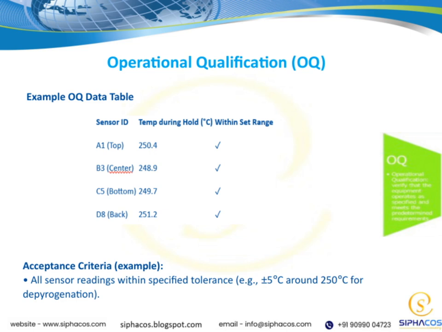The main point here is that clear acceptance criteria, like the temperature tolerance we mentioned, together with well-organized OQ data, help us demonstrate that the equipment is functioning properly. This is essential for compliance and for ensuring product quality. Connecting this to our overall theme, having defined criteria and detailed data supports a robust validation process, giving confidence that our processes are reliable and reproducible.